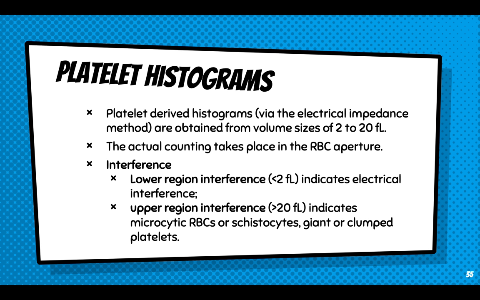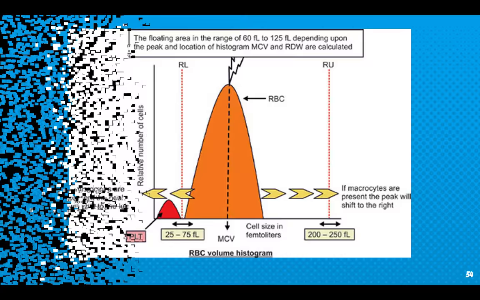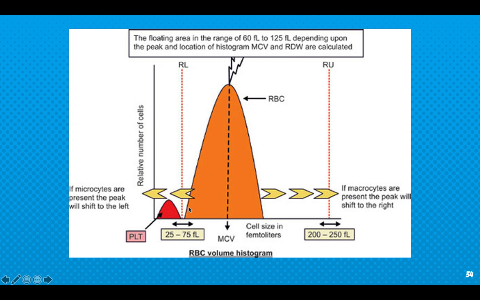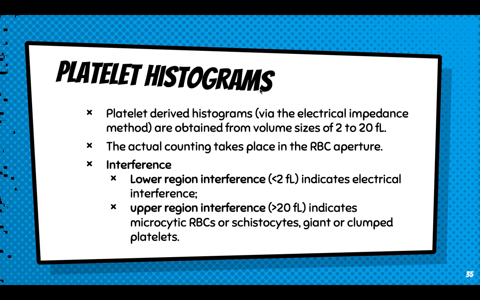So we have different interferences when it comes to the platelet histogram. Lower region interference means we have platelets less than 2 femtoliter. This indicates electrical interference, meaning there are some disturbances in your machine. That's why you have a peak. I hope I'm clear when I'm mentioning a peak. Remember a wave in physics back in high school? This is your peak, the tok-tok, so to speak. So if you have a peak at less than 2 femtoliter, that is electrical interference, meaning there is an error. That is an example of random error.